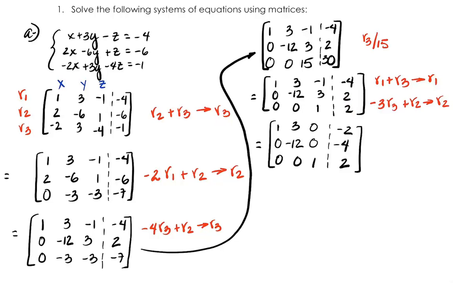Finally, we just need to make this value 0. To do so, we are going to multiply row 1 times 4 and add it to row 2, and that will give us our new row 1.